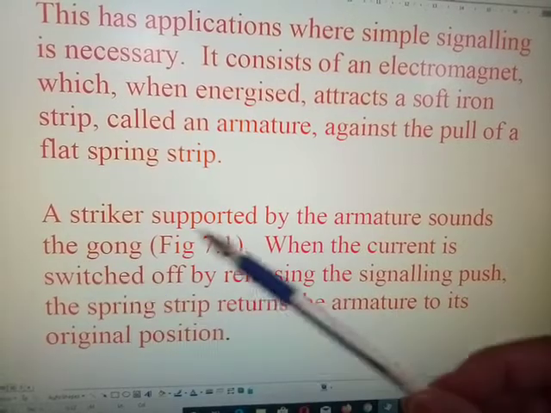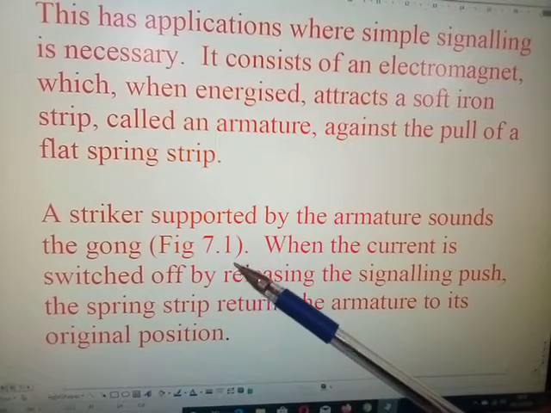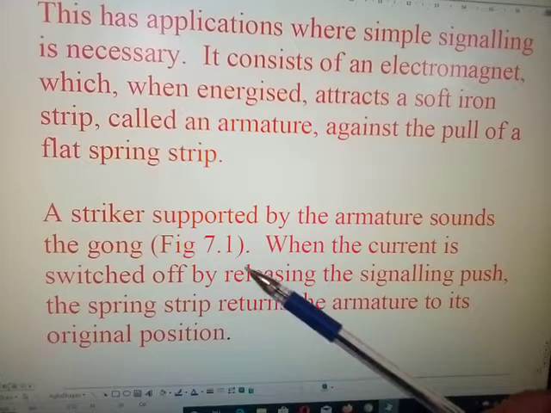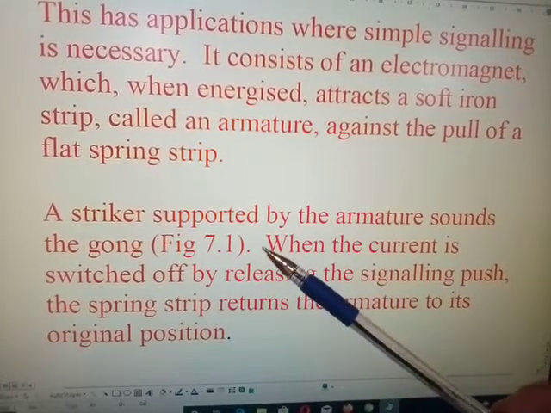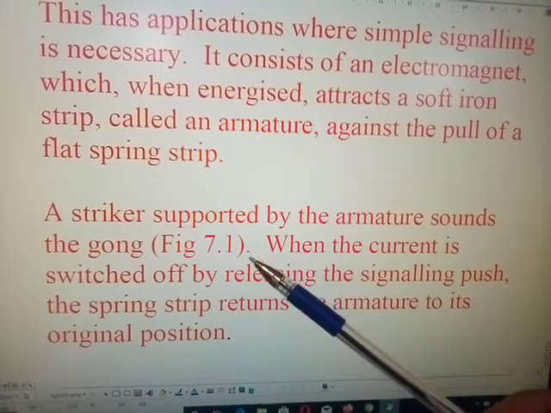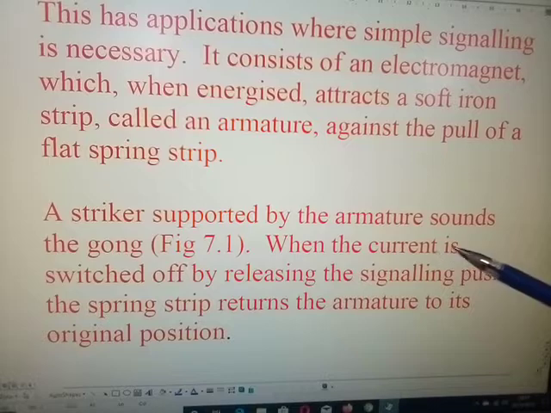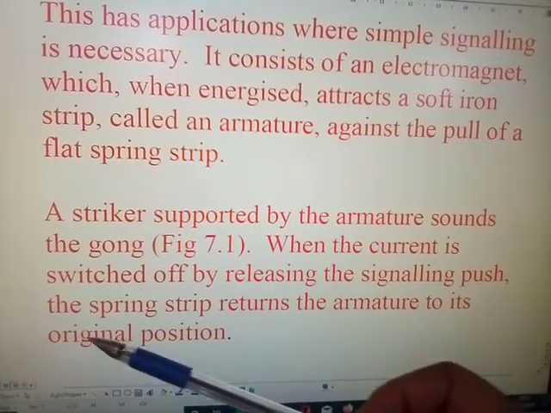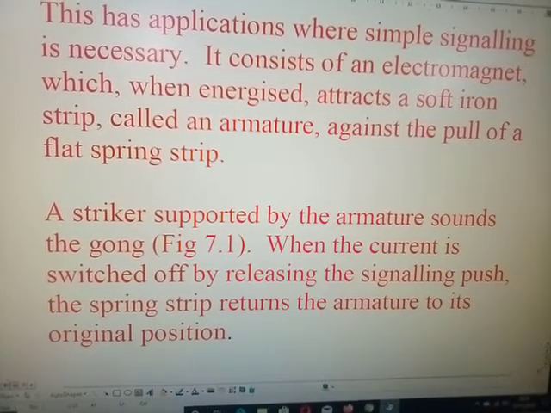Now a striker supported by the armature sounds the gong, figure 7.1, and we'll come to those figures later on as we proceed. But always look back at what the figure refers to. When the current is switched off by releasing the signaling push, the spring strip returns the armature to its original position.